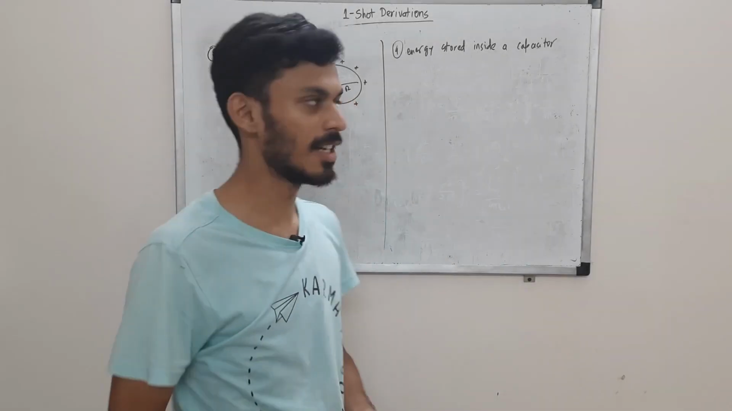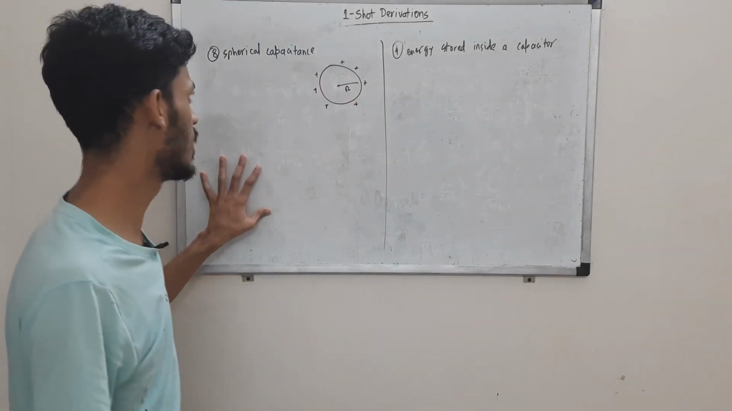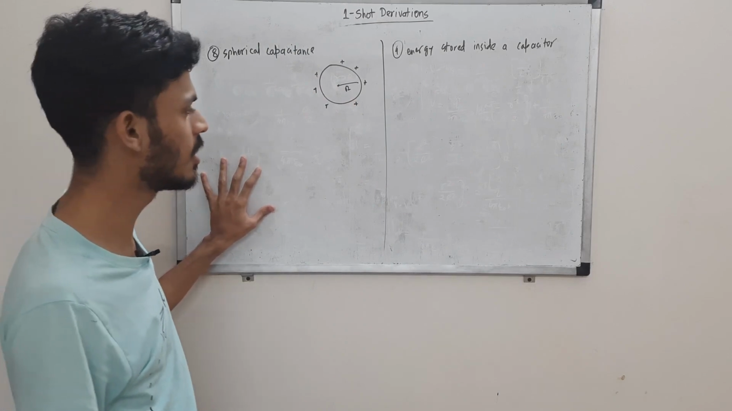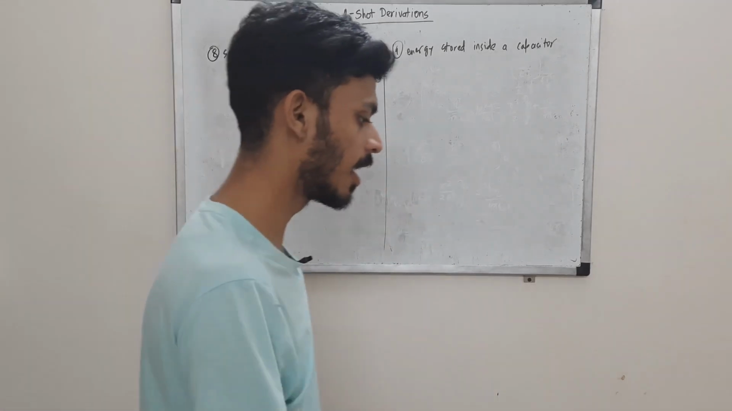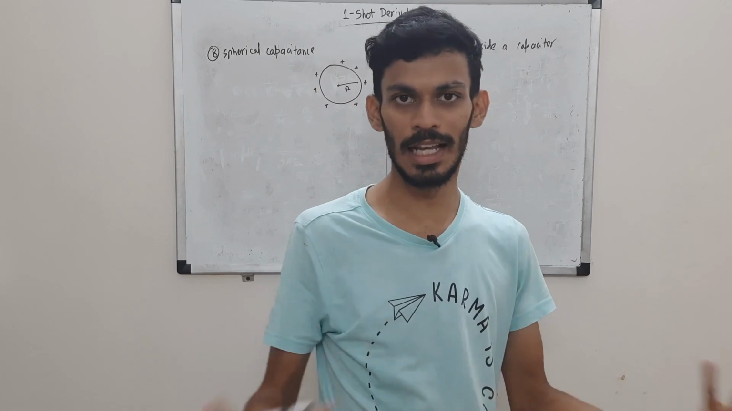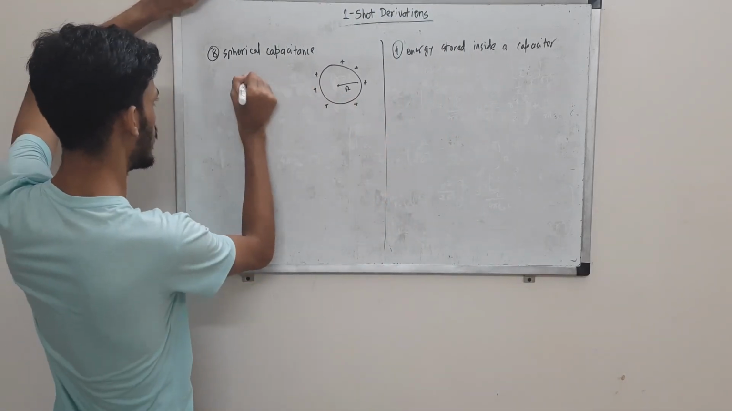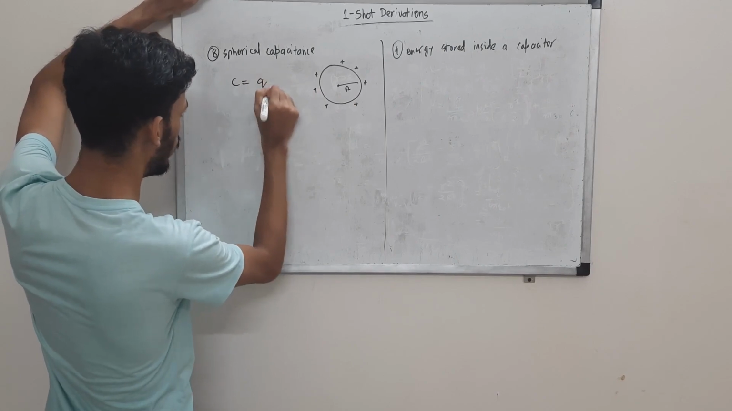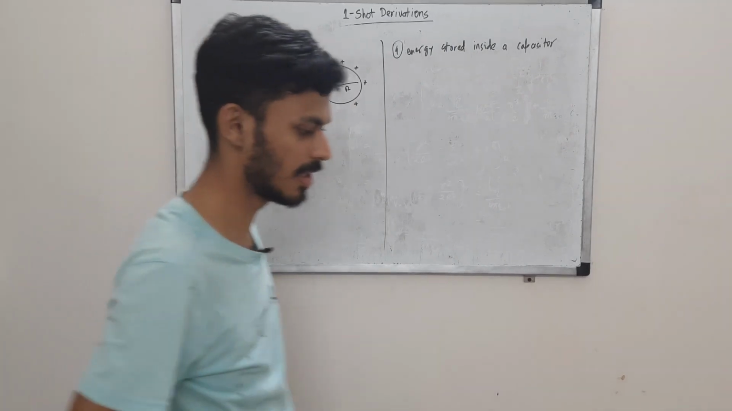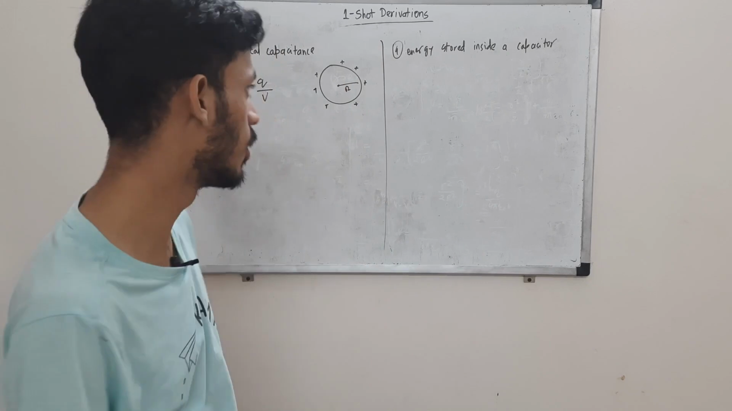Let's discuss the capacitance part. Here we'll be deriving a relation for spherical capacitance, and then finding a relation for the energy stored in any capacitor. This is very simple. Capacitance is basically defined as Q by V, right? Capacitance is basically the property of a conductor to hold charge.